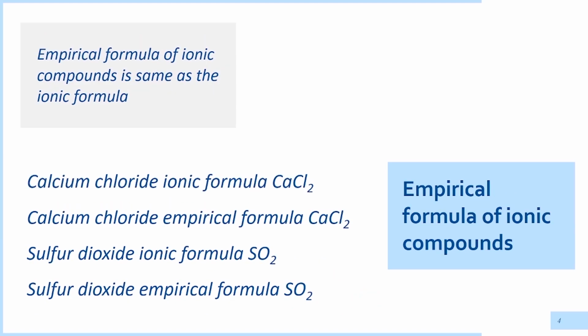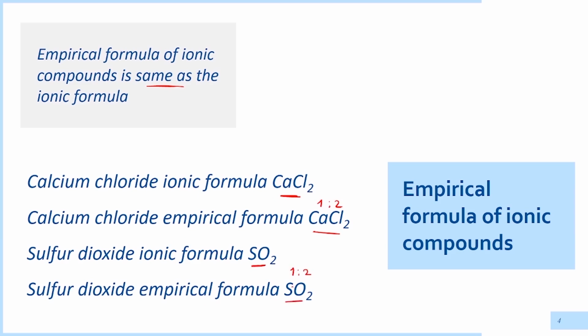We also can use the empirical formulas with ionic compounds. Actually, the empirical formula is the same as the ionic formula. For example, calcium chloride CaCl2 has the empirical formula CaCl2 with a ratio of calcium to chloride 1:2. And sulfur dioxide SO2 has the same empirical formula SO2 with a ratio of sulfur to oxygen 1:2.